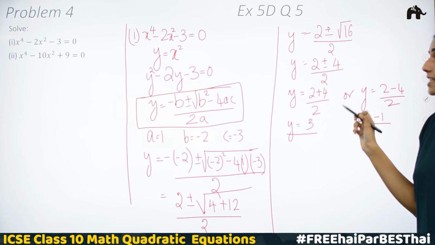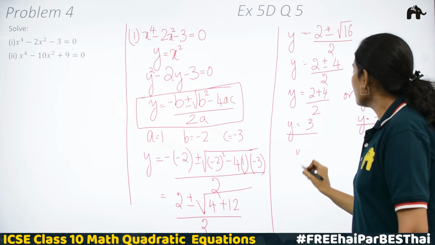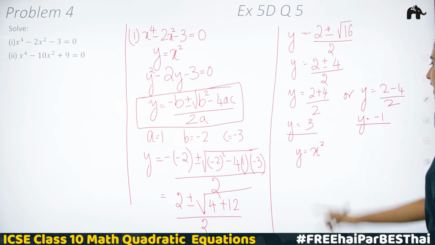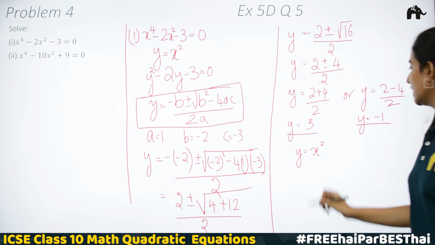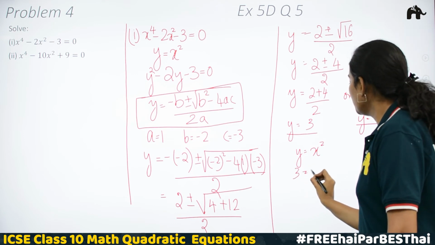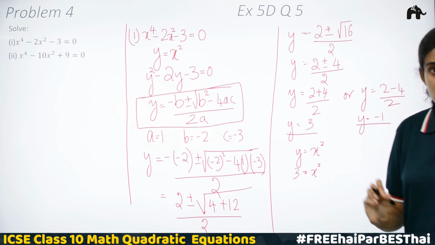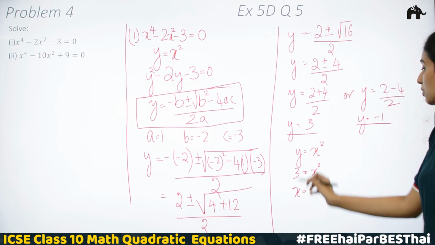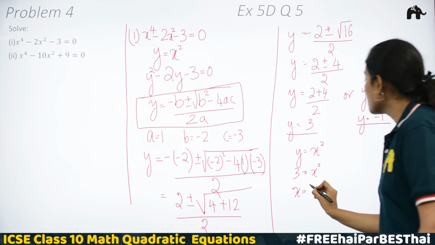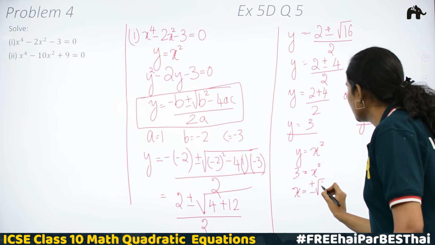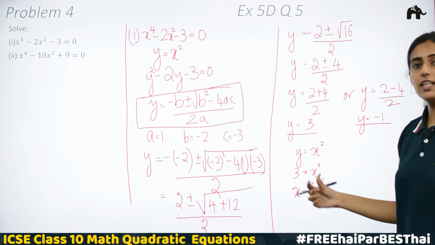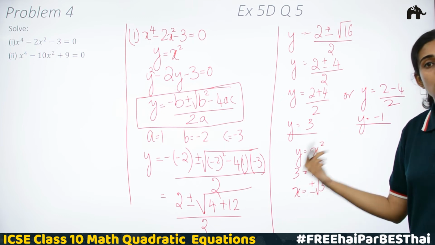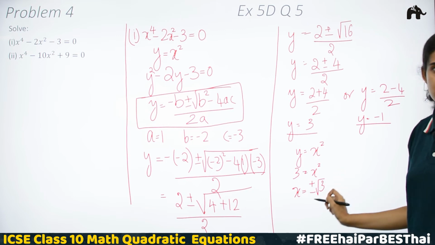What is x? We have y is equal to x square. Okay. When y is equal to 3, we get 3 is equal to x square. Which means x is equal to root of 3 or plus or minus root 3. Because plus root 3 square is 3, minus root 3 square is also 3. So, you have to take plus or minus root 3.